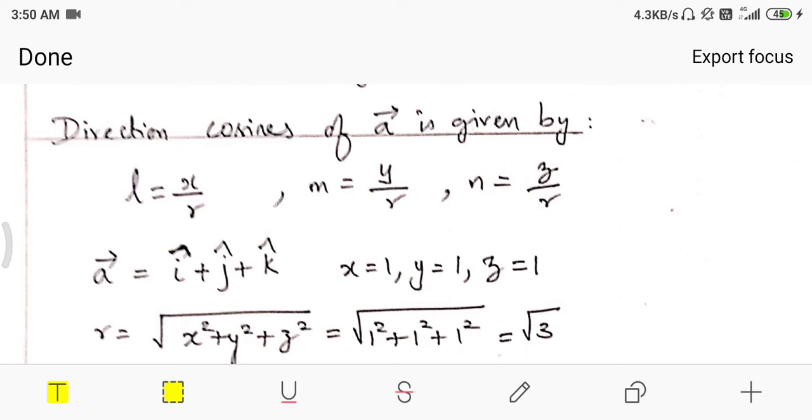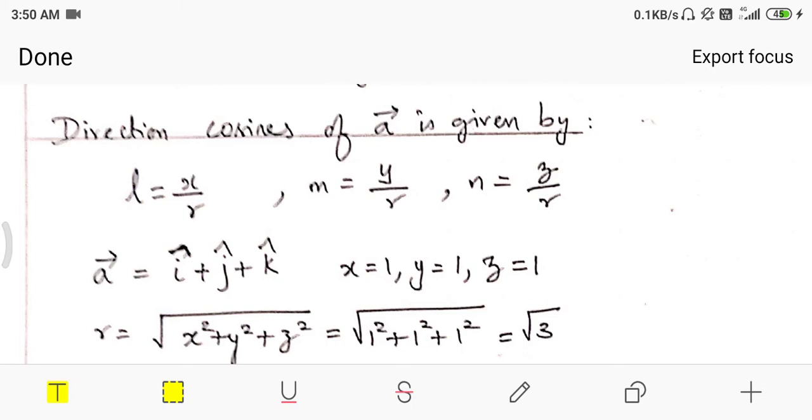See that a vector equal to i cap plus j cap plus k cap, where x equal to 1, y equal to 1, z equal to 1. They are coefficients of i cap, j cap and k cap. Now we find the magnitude r, which is magnitude of a vector. Root of x square plus y square plus z square is the formula. 1 square plus 1 square plus 1 square, which is equal to root 3.